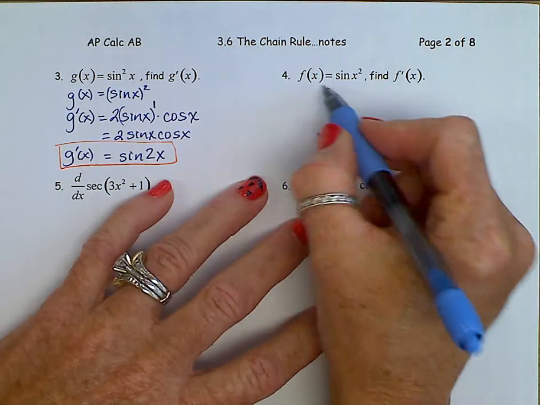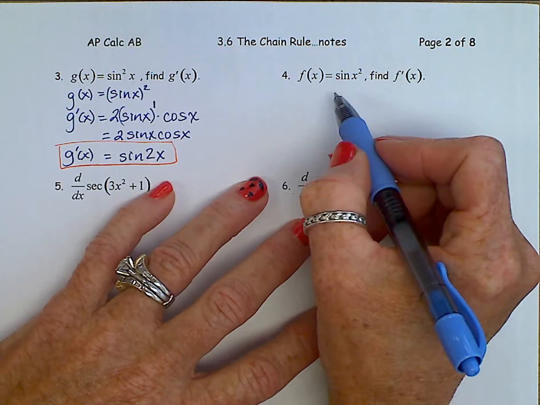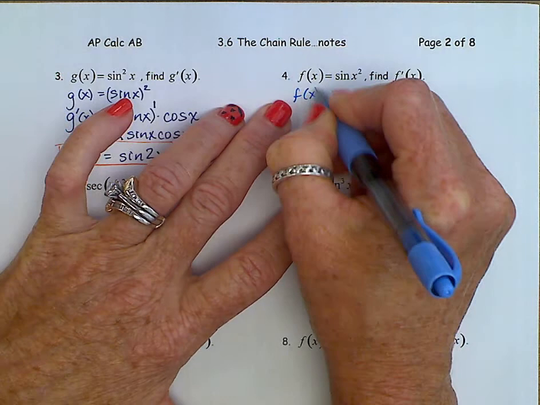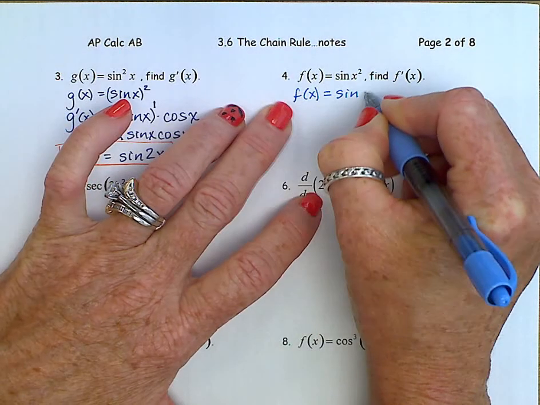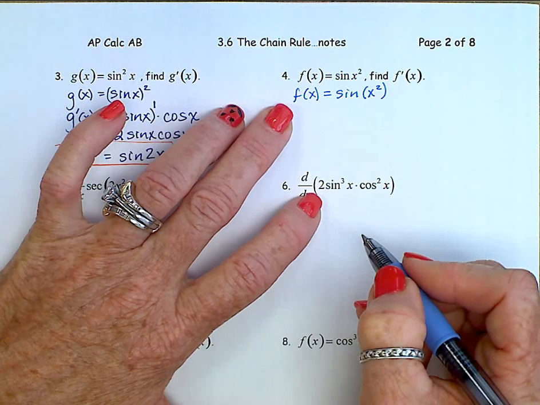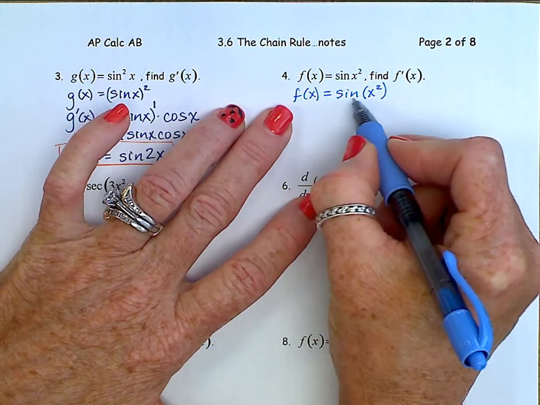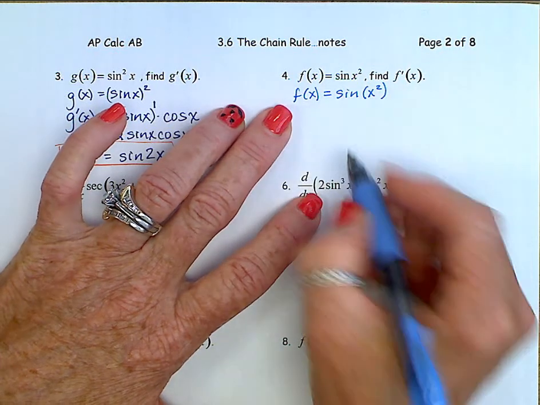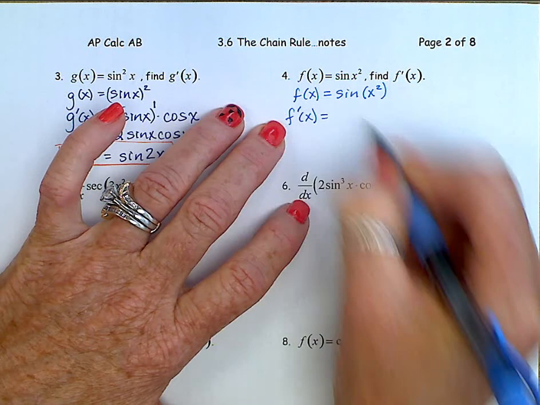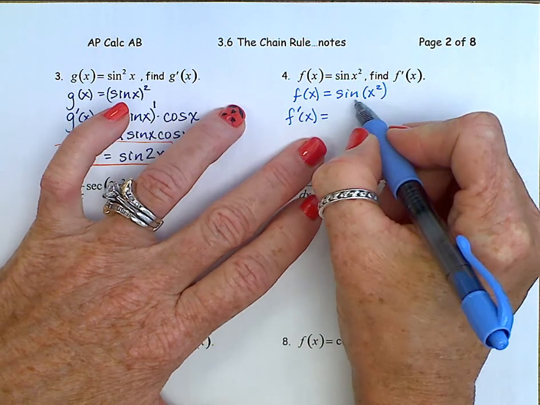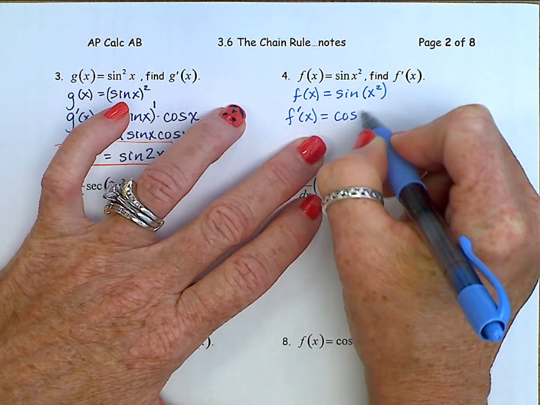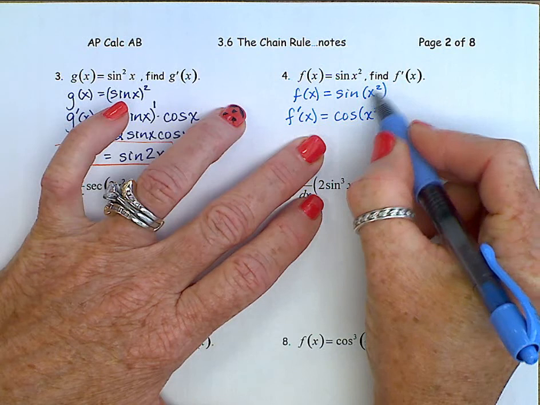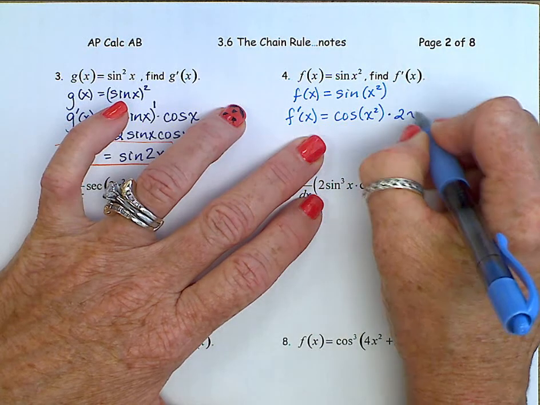The next one here, notice the difference. This is sine x squared. It may be helpful on this one to write the sine of x squared and to put that x squared in parentheses, because then we can definitely see that the outside function is sine and the inside most function is x squared. And when we find that derivative, we start on the outside and work our way in. The derivative of sine is cosine. We'll leave the inside alone, times the derivative of the x squared, which is 2x.